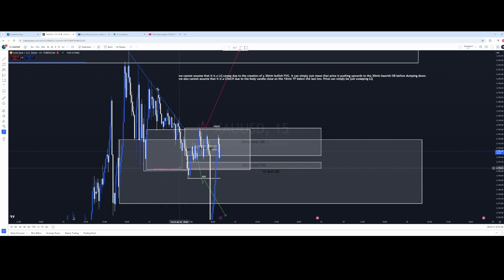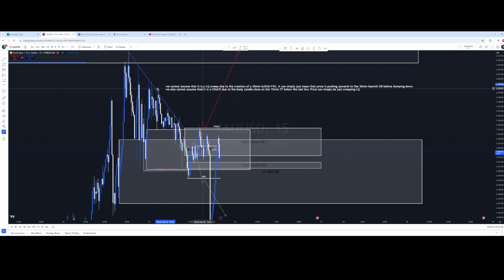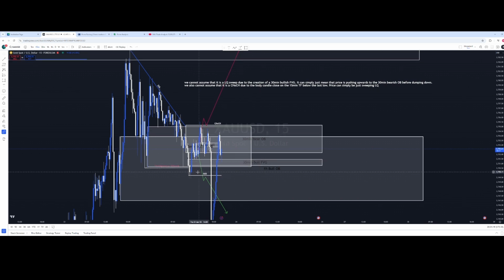So if it's a change of character, what can we assume? Is there a liquidity sweep or a change of character? You can't assume it's a liquidity sweep simply due to the creation of a 30-minute bullish fair value gap, as in here. It can simply mean that price is pushing upwards to the 30-minute bearish order block here before dumping down, which is exactly what happened. So it wasn't a liquidity sweep. In fact, it was a change of character here.